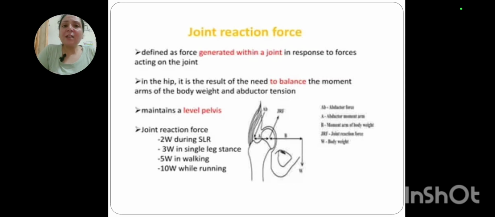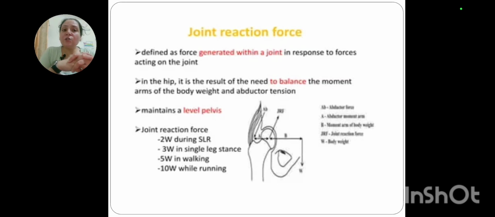So joint reaction force is defined as a force which is generated within the joint in response to the forces acting on the joint. In the hip, it results from the need to balance the moment arm of the body weight and abductor tension, in order to maintain the pelvis. Basically this joint reaction force is to maintain the neutral position of the pelvis. These forces are acting. Fine.